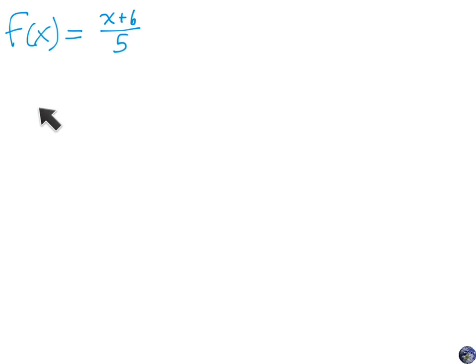So let's have f of x be equal to (x plus 6) over 5. That's written in a funky way, you'll see why I did that in a minute, but that's just a straight line, right? Slope is 1/5, y-intercept is 6/5. And let's compare that with the function g of x, which will just be the square root of x. So that's just the upper portion of a sideways parabola.